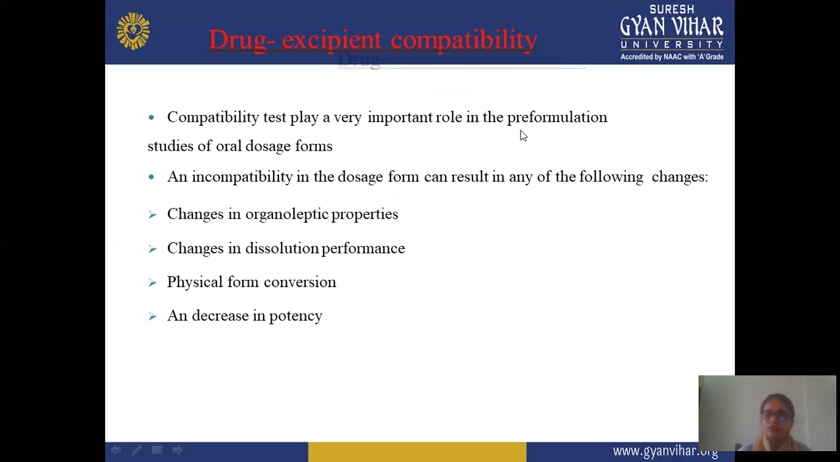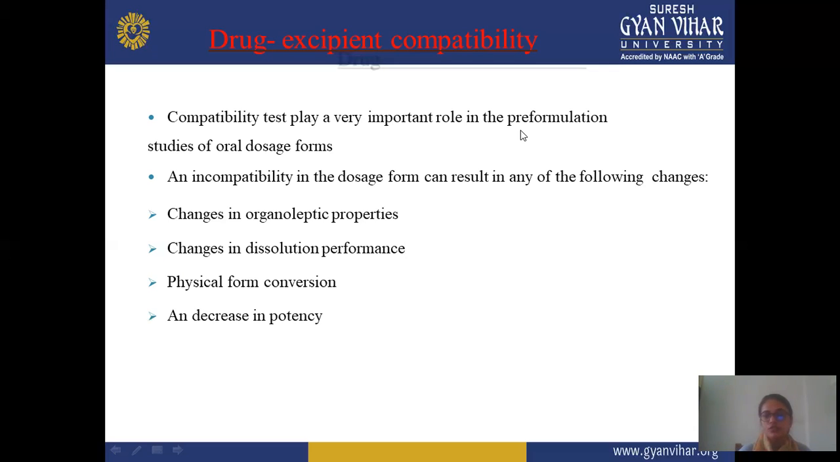But if your formulation shows certain incompatibility problems, maybe a drug excipient interaction or any other incompatibility problem, in this case you can see certain changes. First is change in organoleptic property. Your formulation may change its organoleptic properties. Organoleptic property means taste, odor, color. These types of properties change.